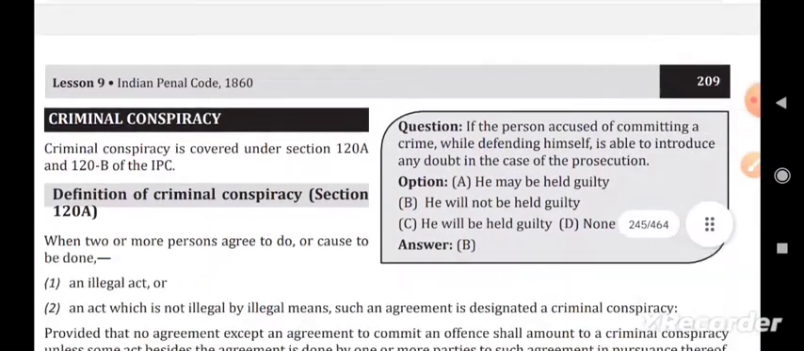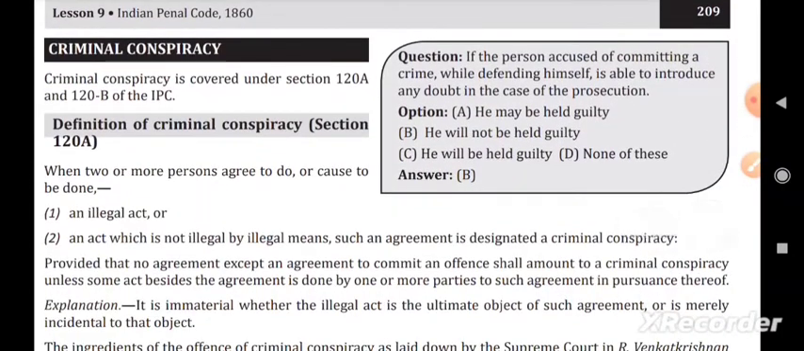Next we have criminal conspiracy. It is covered under sections 120A and 120B of the IPC. The definition of criminal conspiracy is when two or more persons agree to do an illegal act. First point is when two or more persons agree to do an illegal act. Second is an act which is not illegal by illegal means.